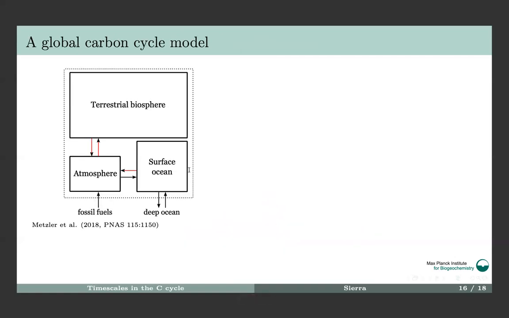Now I'm going to show you a different example. This is an example looking at the global carbon cycle using a much more complex model, a model that has nonlinear interactions between the atmosphere, the terrestrial biosphere, and the surface ocean. The red lines here indicate that these fluxes can be expressed as nonlinearities between the contents of the reservoirs. This system is open with respect to the deep ocean, so carbon enters the system from the deep ocean to the surface ocean, will move to the atmosphere and to the terrestrial biosphere, and it will cycle among them. We can also inject fossil fuels to the atmosphere to bring the system out of equilibrium.